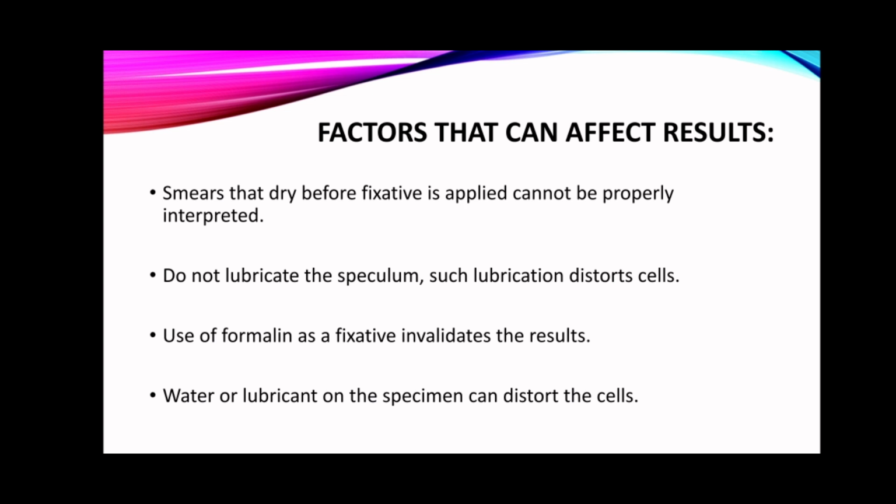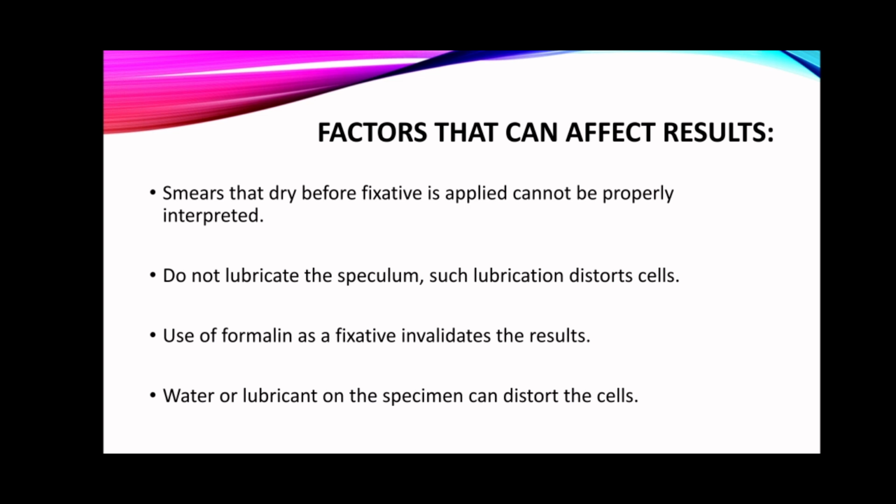Let's discuss the factors that may affect the results after staining and during the reading by the pathologist. Number 1, smears that dry before fixative is applied cannot be properly interpreted. Do not lubricate the speculum because the lubricant distorts the cells. Using formalin as a fixative invalidates the results. Remember that the fixative used for the pap smear procedure is 95% alcohol, or the PAPS fixative, that's equal parts of 95% ethyl alcohol and ether.